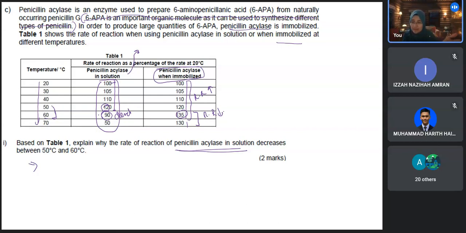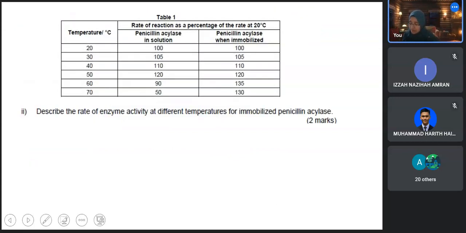Enzyme denatured because the bond within the enzyme is broken, or the active site of enzyme is altered. Okay, so those are the point. Above 50 je due to high collision kan, so it causes the chemical bond to be broken, enzyme to be denatured. Okay, next question. Describe the rate of enzyme activity at different temperature for immobilized penicillin enzyme.